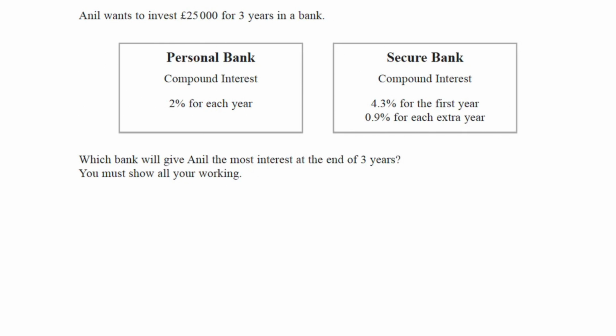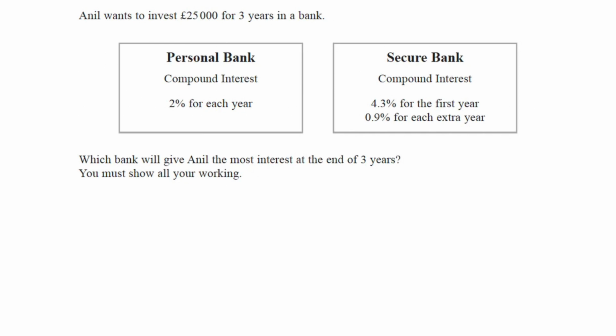And you must show all your working. So you cannot just pick one and hope to get that mark or the marks. We have to demonstrate how we got to that value or that thought. So we're going to focus on personal bank first. Now, the way that we're going to do this is from a calculator paper.